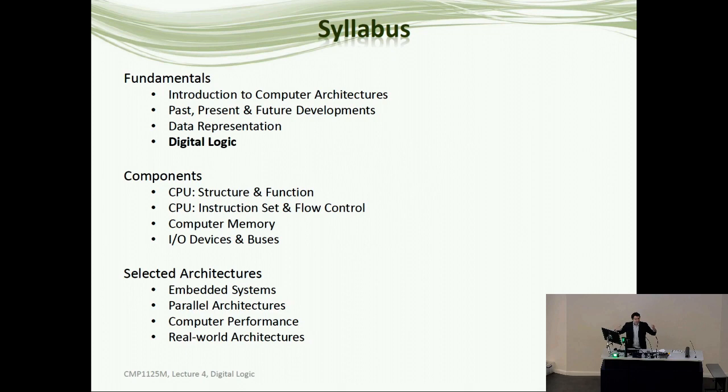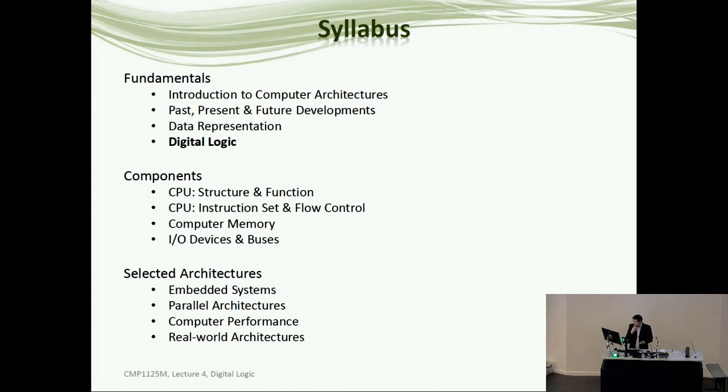Just before we start, I want to zoom out and take a bit of an overview of the module so far. Where have we come from? Where are we going? This module has three large structures. We're looking at the fundamentals of architecture. These are the basic ingredients that we use to build computers. So far we've thought about what is a computer, we've looked at how people have made computers throughout history, how that's taken us to the technologies we have now.